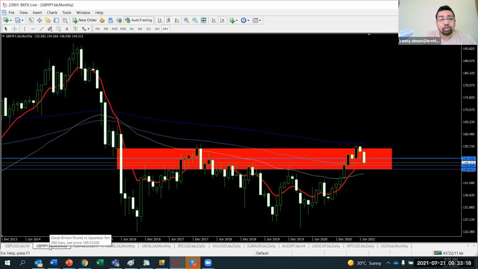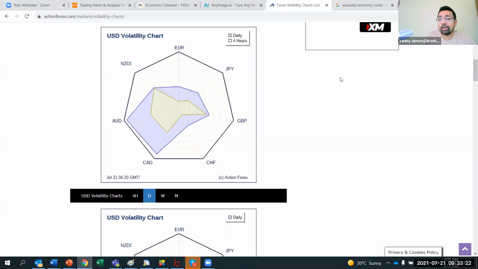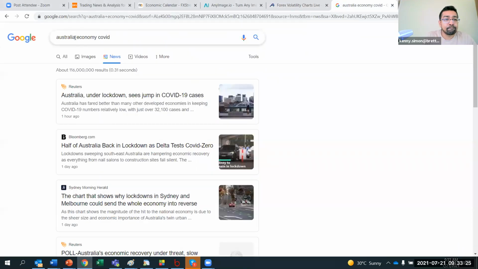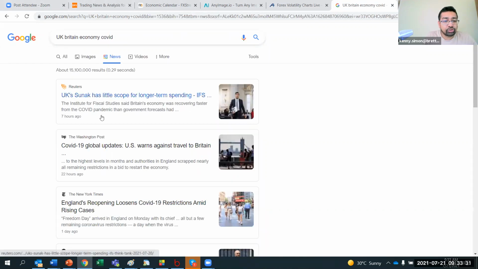It is still bullish at this moment of time, so it is pulling down the GBP a lot. So let's also just check a little bit on UK Britain economy. COVID, 7 hours ago: UK has little scope for longer term spending. Okay, it's a little bit on the negative side there. And then COVID-19 global updates: US warns against travel to Britain. So that is basically trapping a lot of people and stopping a lot of people from traveling, so the travel industry would actually be impacted big time if that is a global type warning right there.